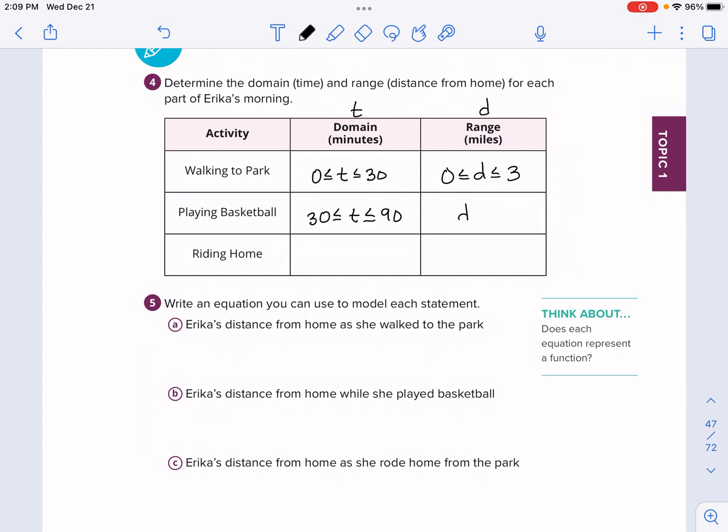So in this case, we don't have an interval, we just have an equation. The distance is equal to 3, and she's staying at 3 miles away from her home at the park. And then now she's getting a ride, so she's coming back home. So at the 90-minute mark, she's coming back home.